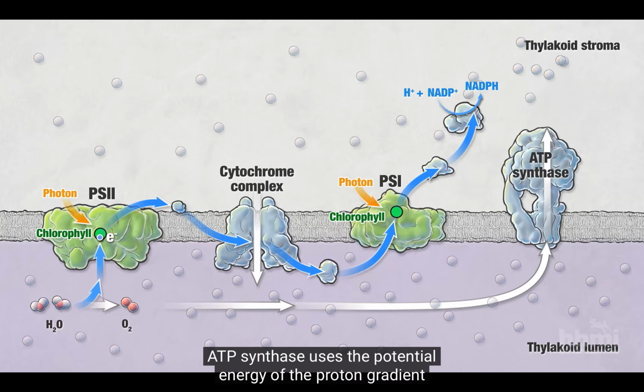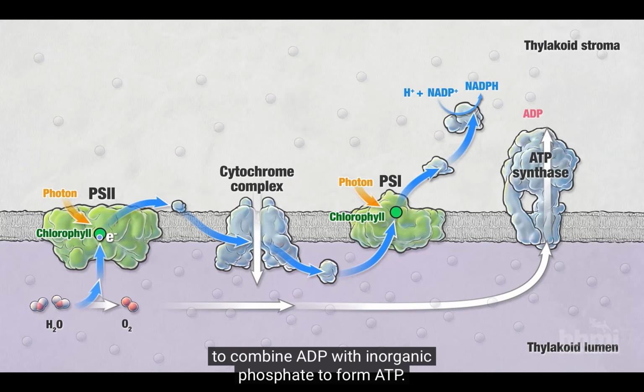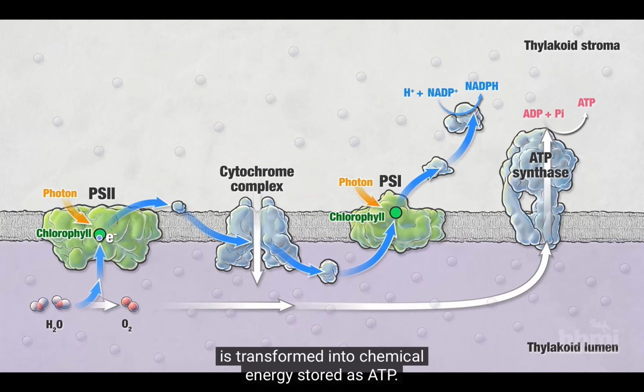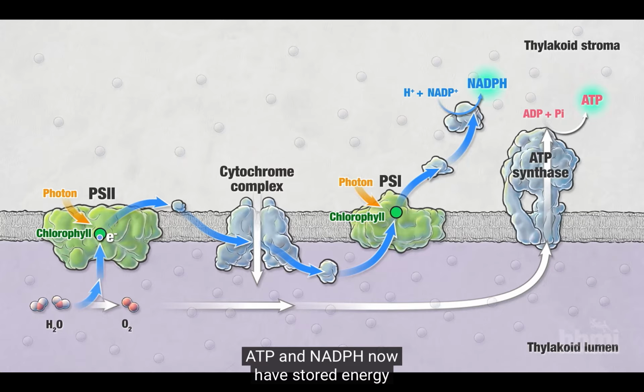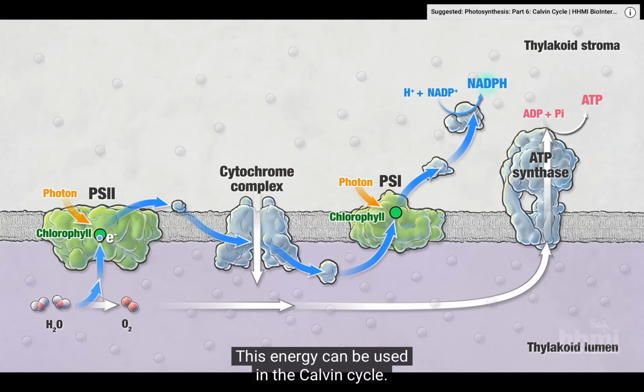ATP synthase uses the potential energy of the proton gradient to combine ADP with inorganic phosphate to form ATP. In this way, the potential energy is transformed into chemical energy stored as ATP. ATP and NADPH now have stored energy from the light reactions. This energy can be used in the Calvin cycle.